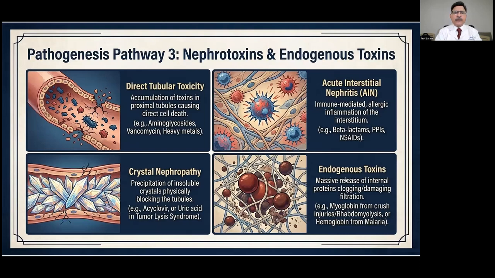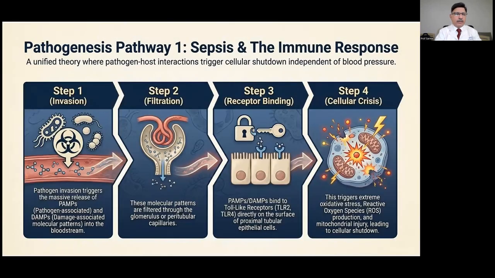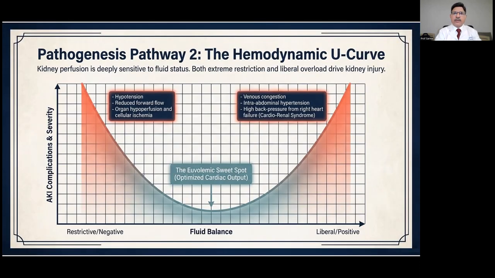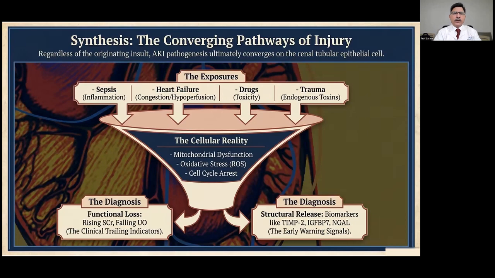Now you see, back here. In the pathogenesis, there are three levels I said. The first level is the sepsis-related thing, and then the hypoperfusion and all. That is the first level: sepsis and immune response. Next one is the U curve, the hemodynamic curve, where you have hypoperfusion, euvolemia, and hypervolemia. And then you have the nephrotoxins: direct tubular toxicity, acute interstitial nephritis, endogenous toxins, crystal nephropathy. All play a part. Now you see here, the synthesis.